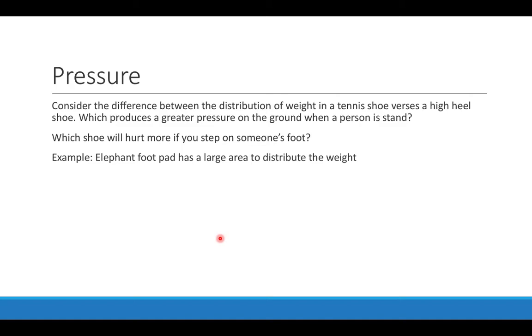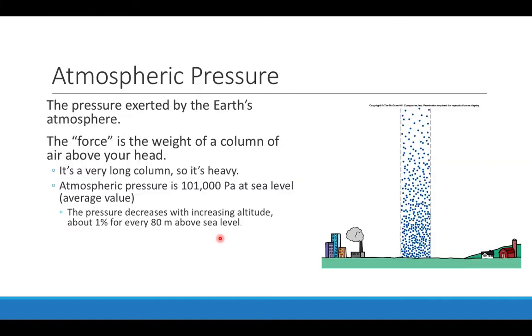What I didn't mention before is that pressure is a scalar quantity. It does not have direction associated with it. Of course, force has direction because it's a vector quantity, but the pressure is just a particular value.